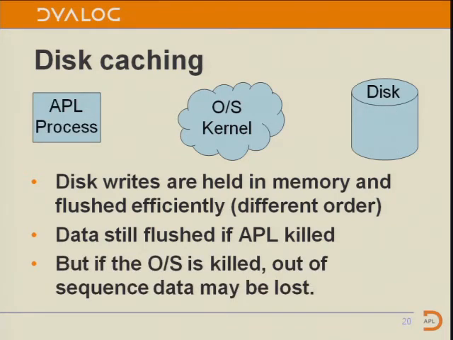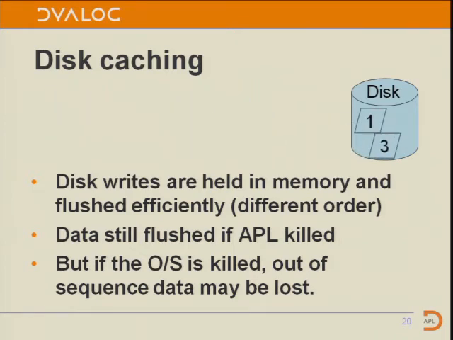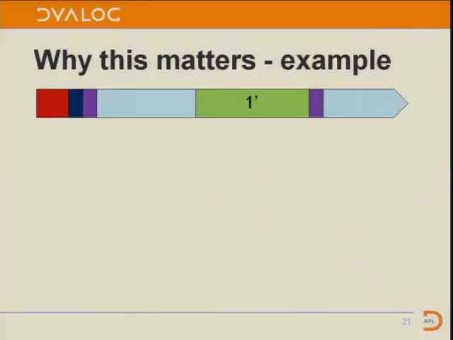But as you can probably extrapolate forwards, if you kill the operating system, out come the first and the third, but now the second has not made it to disk, and we've got an out-of-sequence data loss. And everything that I've shown you before has a requirement that things happen in certain orders. Now let me show you an example of where it would cause things to fail.